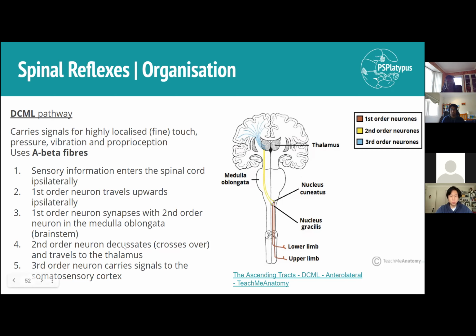So decussate is a word you're going to become familiar with. It means basically crossing over. So the second order neuron crosses over to the other side and then travels to the thalamus. So it's going to decussate and travel over. The third order neuron at the thalamus then carries signals to the somatosensory cortex. And that's the pathway from whatever these receptors are, all the way up to the somatosensory cortex.